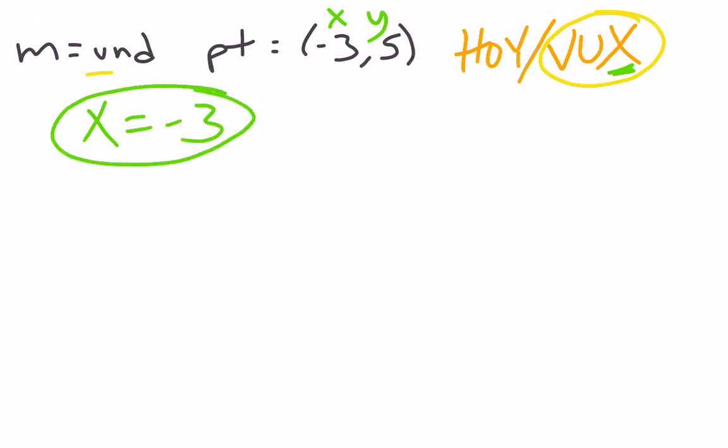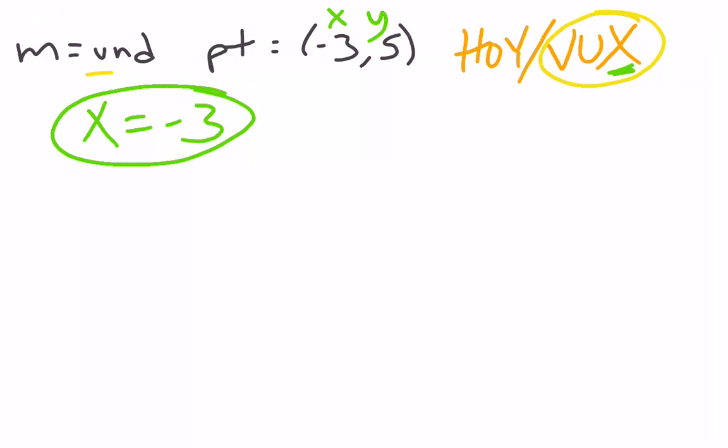And I'm done. Did I do any addition, subtraction, multiplication, anything? No. When you have a special slope that's 0 or undefined, it's just going to be HOY VUX. Do not make life complicated. Especially when it's undefined, I start seeing all sorts of really crazy answers coming up. So don't forget about HOY VUX. That is it for this video.